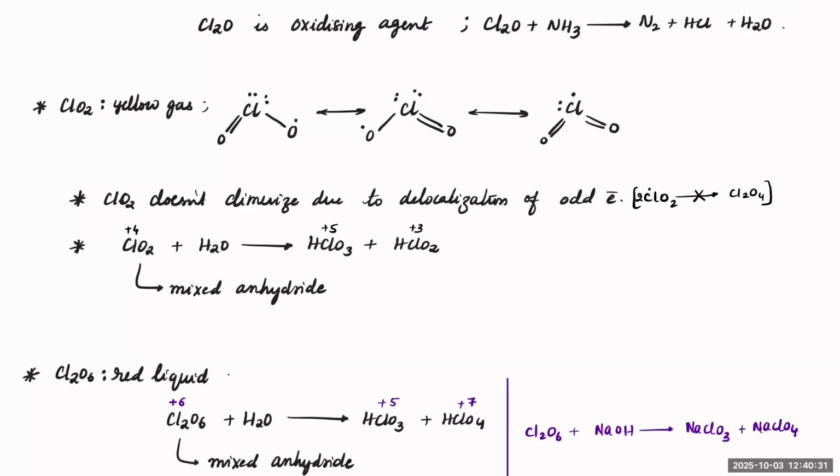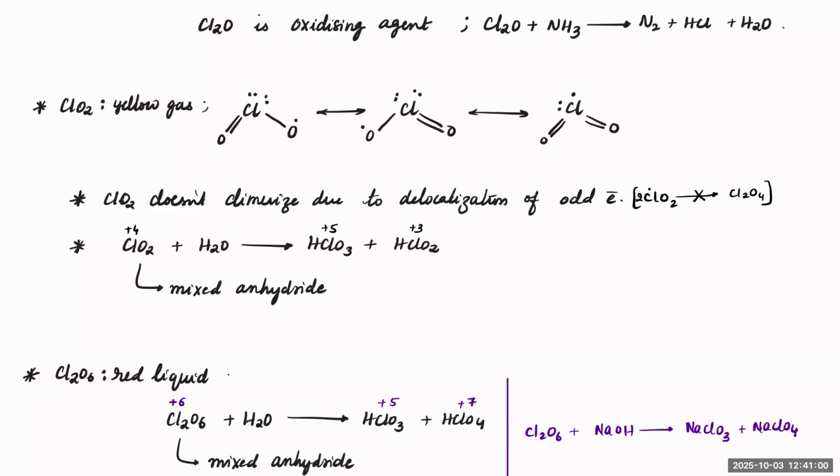Clear, beta? ClO2 can be isolated. Of course, it is reactive, but it does not dimerize. It can react with oxygen in the air, and it can react with water, but not with itself to form a dimer. So ClO2, when you hydrolyze, can give two acids, HClO3 and HClO2. Both of them are acids, so ClO2 is a mixed anhydride.